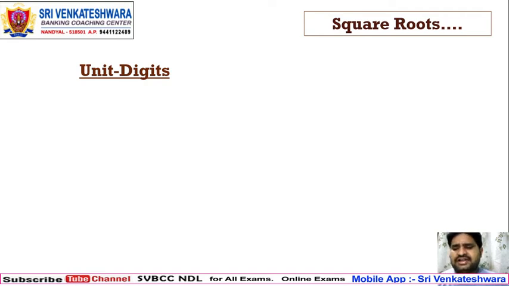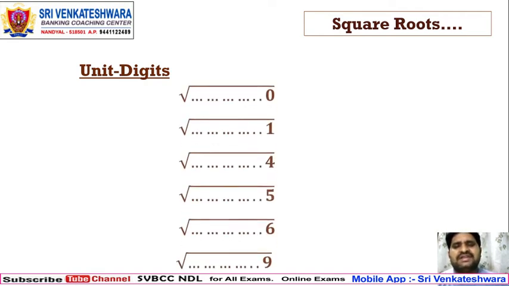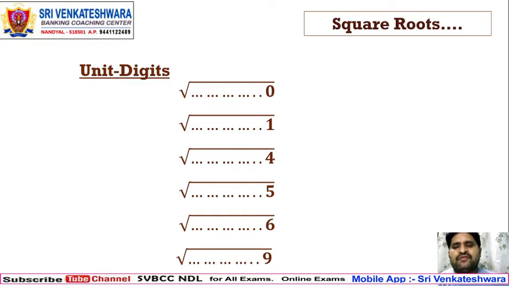If you go by the unit digits, all perfect squares definitely end with either 0, 1, 4, 5, 6, or 9. Any perfect square you take may end with 0, or 1, or 4, or 5, or 6, or 9. Except for these, you don't get any other digits. All perfect squares definitely end with these numbers.